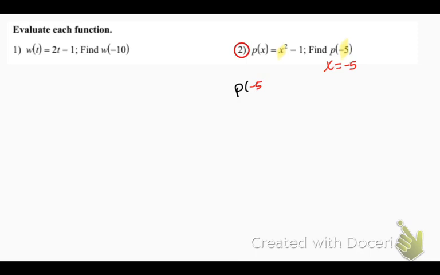So if we rewrite our equation, p of negative 5 equals negative 5 quantity squared minus 1, we can just solve that. So negative 5 squared is 25, minus 1 is 24. Okay, so this is going to be 24, which means that that is my final answer. And we would perform the same type of thing for number 1, except the number that's getting substituted into the function is negative 10.